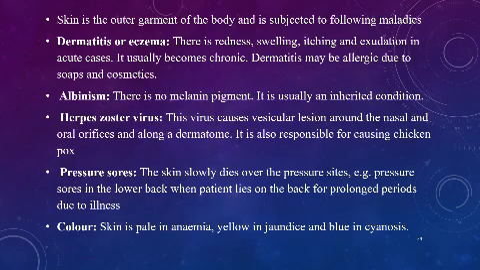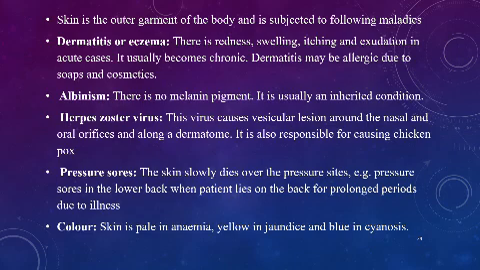Okay, clear? Then, skin is the outer garment of the body and is subjected to the following maladies: dermatitis or eczema, albinism, herpes zoster virus, pressure sores, and color changes. Coming to dermatitis or eczema, there is redness, swelling, itching and exudation in acute cases. It usually becomes chronic. Dermatitis may be allergic due to soaps and cosmetics.